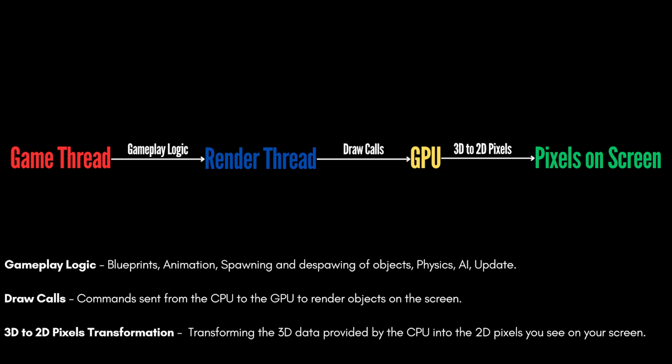You see, your computer is like a game studio, with two main teams, the CPU, which does all the thinking, and the GPU, which handles the visuals. The CPU has two major responsibilities here, the game thread and the render thread. Together, they make sure your game logic and visuals are prepared before sending everything to the GPU for rendering.